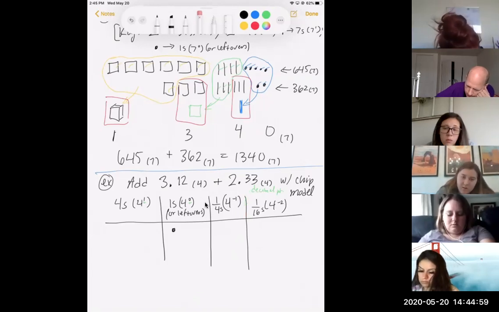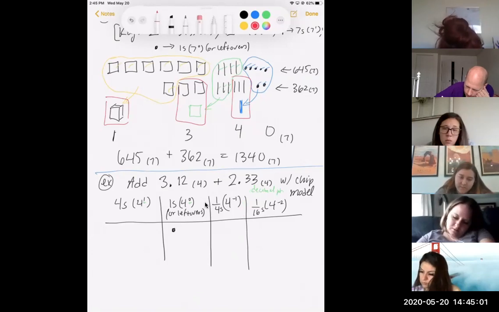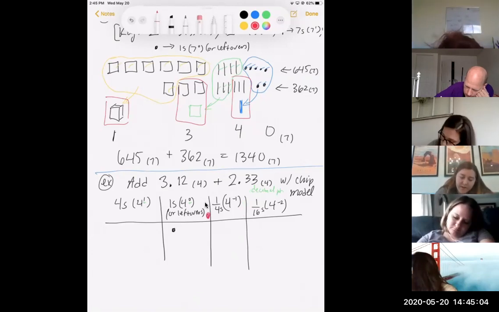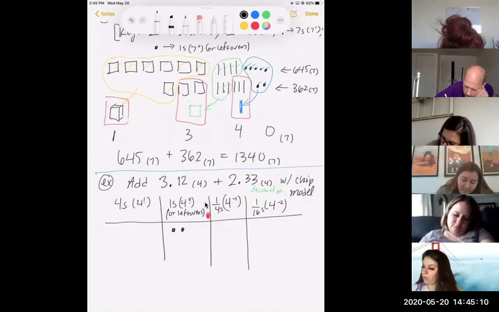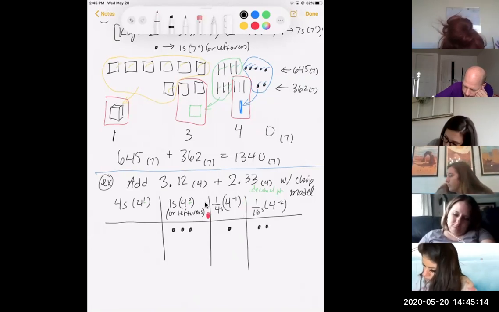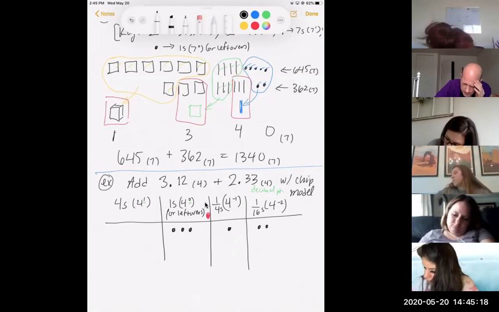It's over here after the ones place, before you get to any parts. Okay, so I have 3 chips in this place, 1 chip here, and 2 chips here. The bundling will be the same, even though places are labeled in a different way. And then that's my 3.12 base 4.